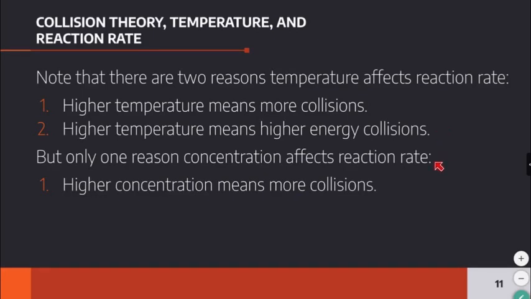On the other hand, concentration is only affected by one reason. There's only one reason, according to collision theory, why concentration affects the reaction rate. Higher concentration means the particles are closer, and therefore there are more collisions between them. Concentration does not affect energy. You could have highly concentrated and low energy, highly concentrated and high energy. Only higher concentration means the particles are closer, and so there are more collisions. But for temperature, moving faster means more collisions and means the collisions will be higher energy, and so they're more likely to react.